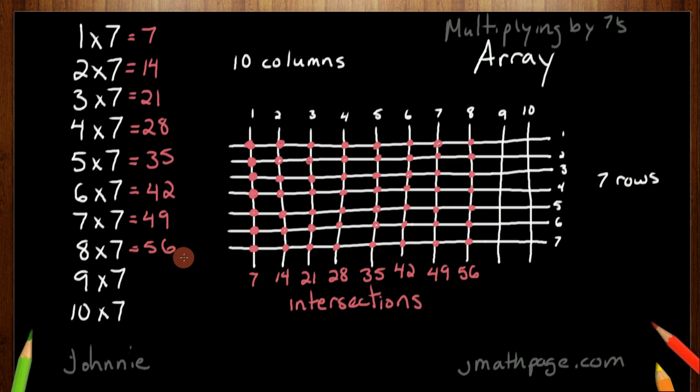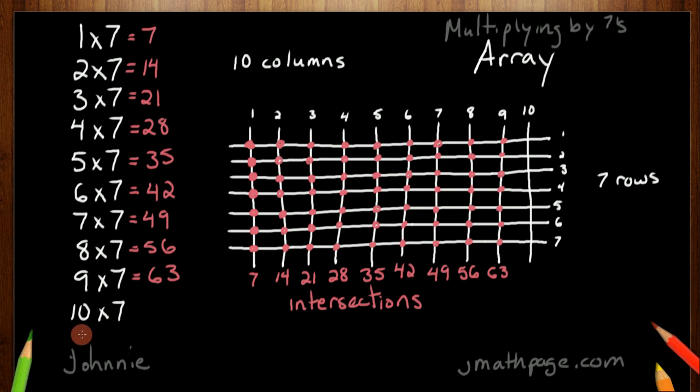Okay. 9 times 7. 9th column, 7 rows. Let's see what we have here. Adding all the intersections. 56 and 7 more intersections. 56 and 7 are going to take us to 63. So 9 columns and 7 rows, or 9 times 7, takes us to 63.